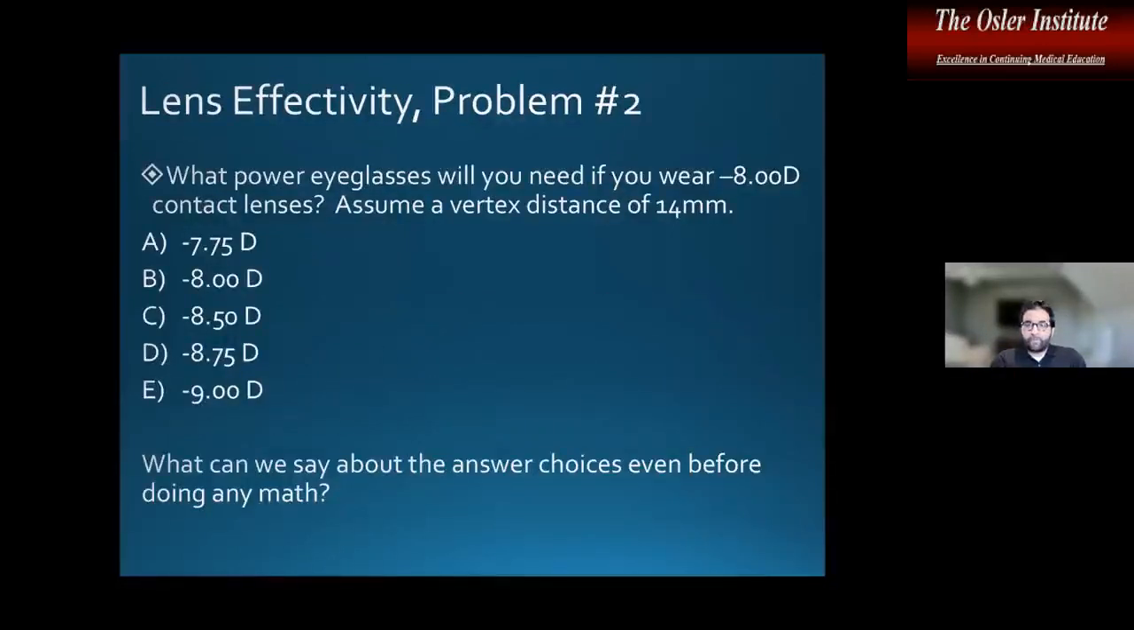Similarly, if we now go from contacts to glasses, we have to add the vertex distance. And it looks like this patient has a little bit larger vertex distance of 14 millimeters. So what can we say about the answer choices even before doing the math? Well, we know that this patient is at -8 in their contact lenses. They're going to need more minus power in their glasses as compared to the contact lenses. Again, you get rid of choice A and choice B and realize that we're dealing with one of these other choices here, either C, D, or E.